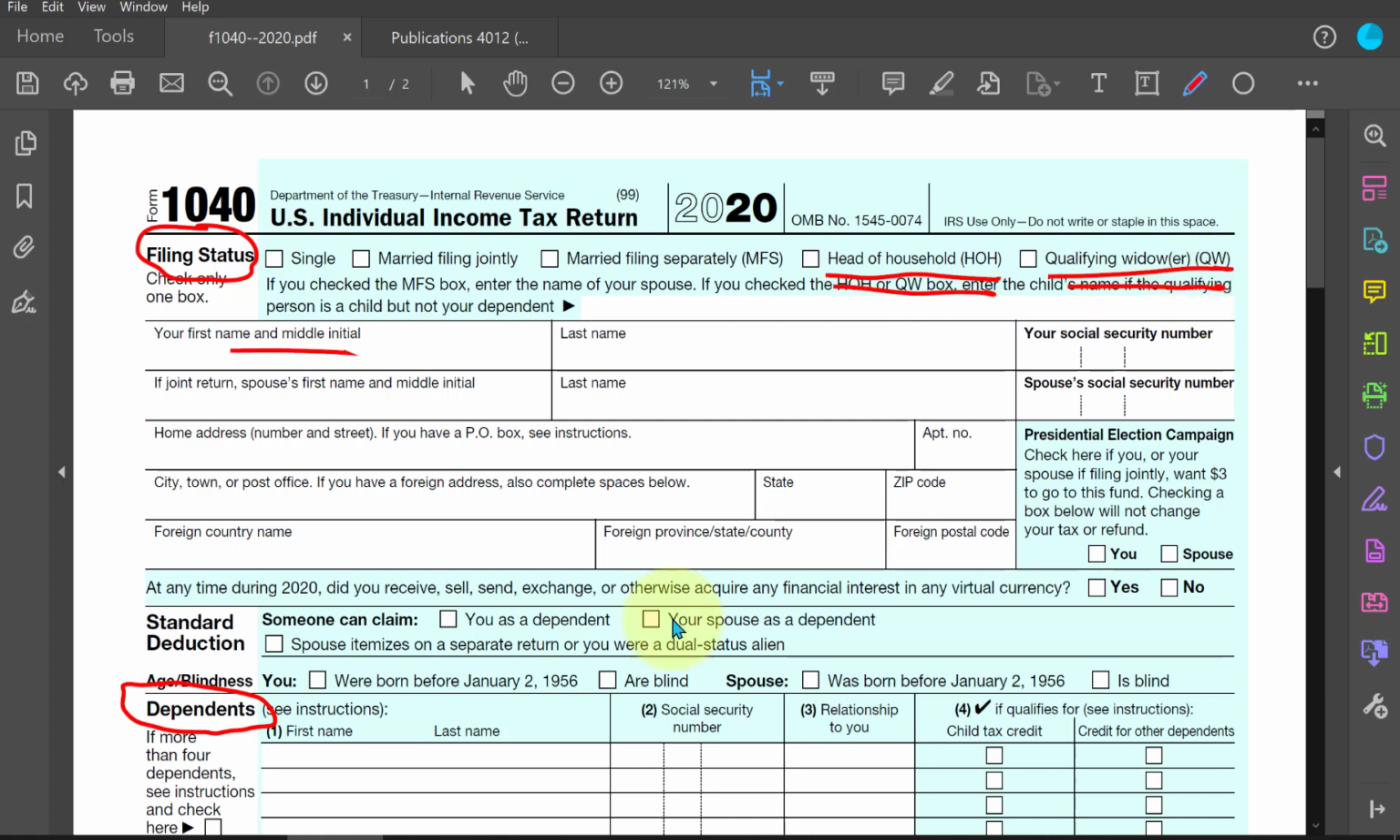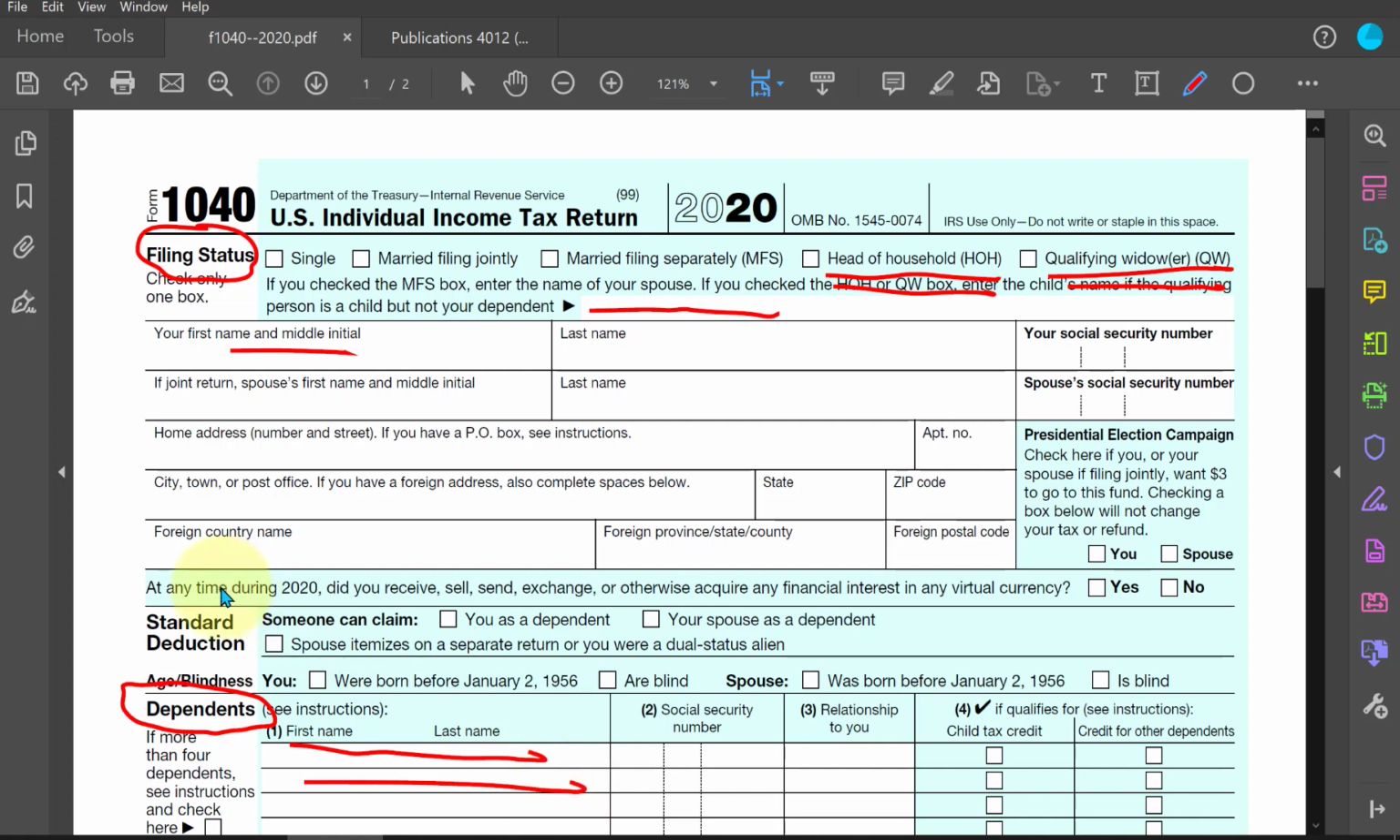If that's the case, if you're not going to report the dependent down here in this section, you need to write in the name of the dependent over here, okay, to make you eligible for the head of household and qualifying widow. But for most cases, when you qualify for head of household or qualifying widower, that person that makes you qualified, you're probably going to be claiming them down here as a dependent.